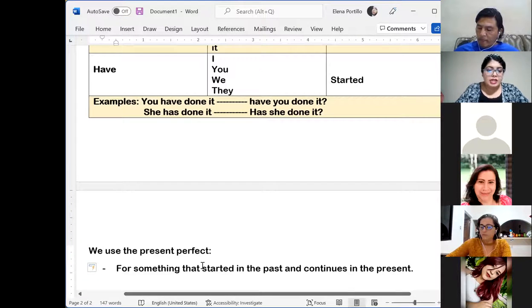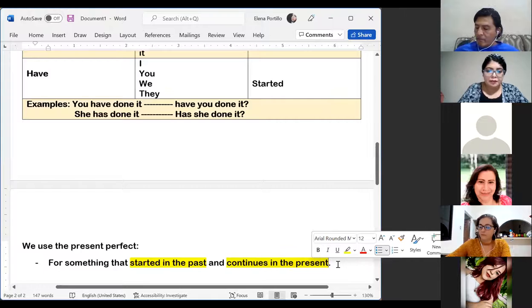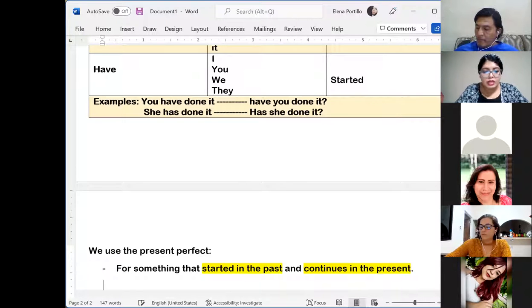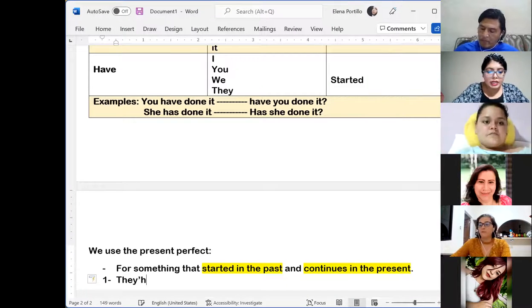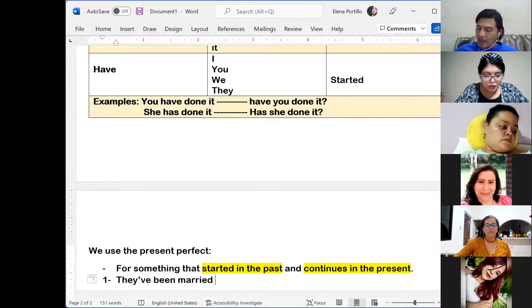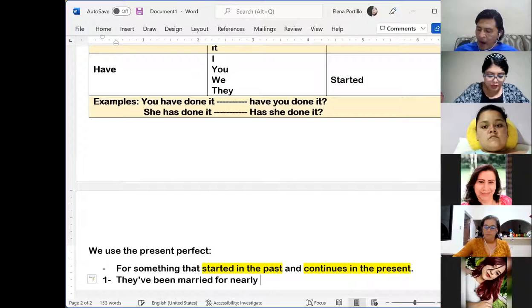Okay, for something that is started in the past, algo que empezó en el pasado, and continues in the present, y continúa en el presente. That's one of the uses of the present perfect. But we have some examples. Let's see, number one. They have been, this is the verb, married for nearly 50 years.